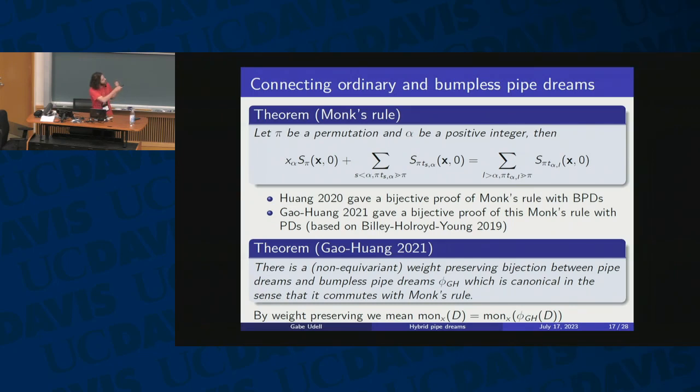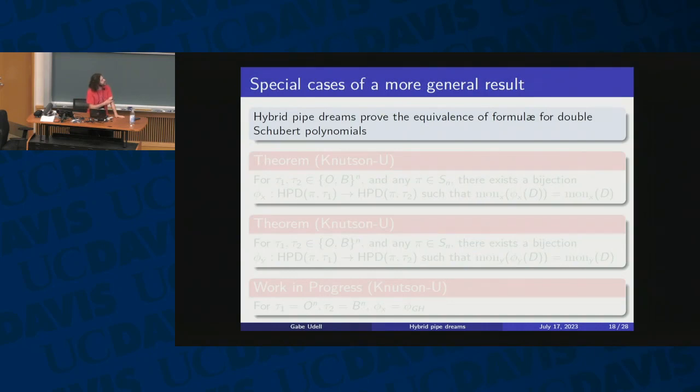So we talked about Monk's rule being proven combinatorially by these maps from pipe dreams on the left to pipe dreams on the right, or bumpless pipe dreams on the left to bumpless pipe dreams on the right. And these maps commute with this bijection. And in fact, any bijection which commutes with these maps is the same bijection. There's only one that has this property. So this is great. Okay, so now that we have this in our toolkit, we can go back to hybrid pipe dreams and see what they can tell us.